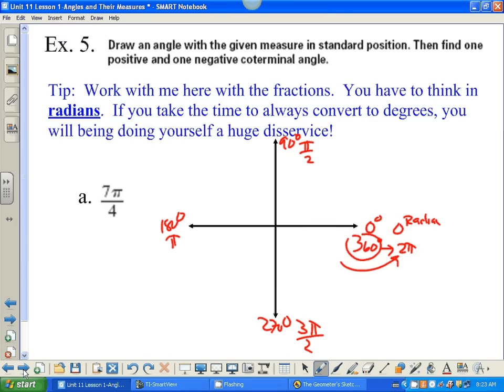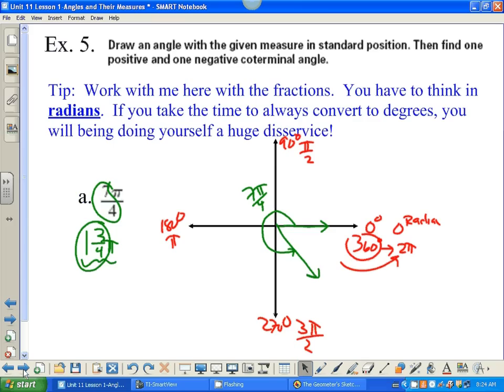So knowing this, if I have 7 pi over 4, isn't 7 pi over 4 as a mixed fraction 1 3/4 pi? So when I go to graph this in standard position, here is my initial side, and my terminal side has to be 1 3/4 pi. Here is a half pi, here is a whole pi, here is 1 1/2 pi, so another 3/4 is going to put me in the fourth quadrant because 1 3/4 doesn't get me quite to 2. So 7 pi over 4, this is its angle in standard position.